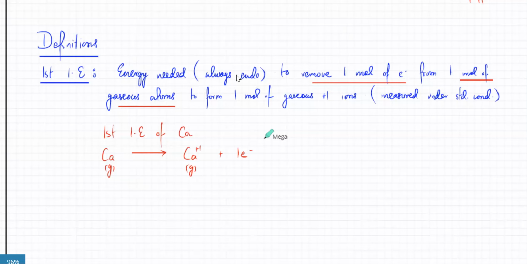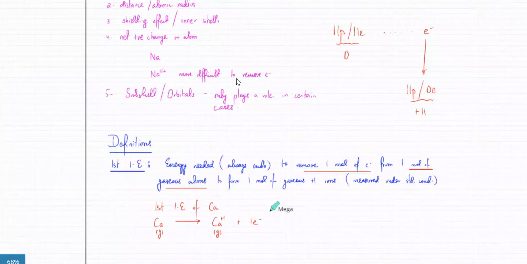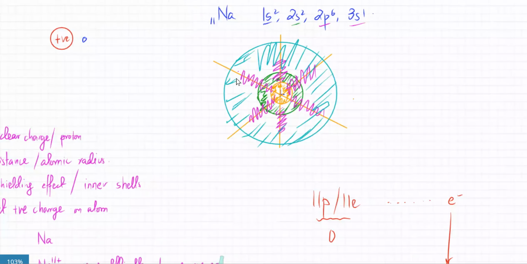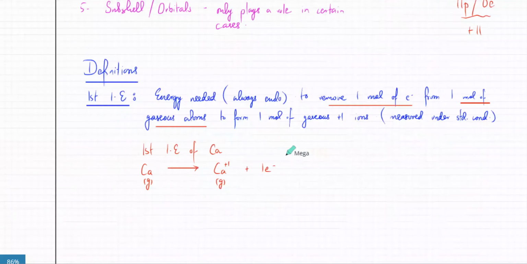So basically, you're just trying to remove one mole of electrons. It's always going to be endothermic because it's always going to be difficult to remove electrons. The electron is always sticking to the nucleus. So it always requires energy for you to pull that electron out of the nucleus. So that is first ionization energy.